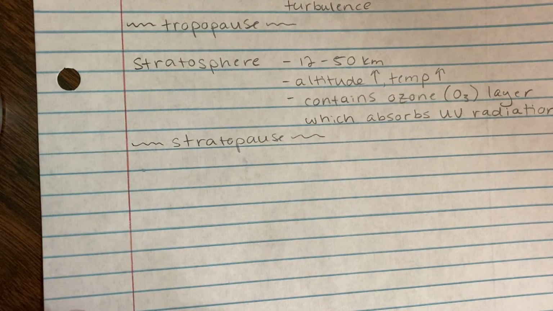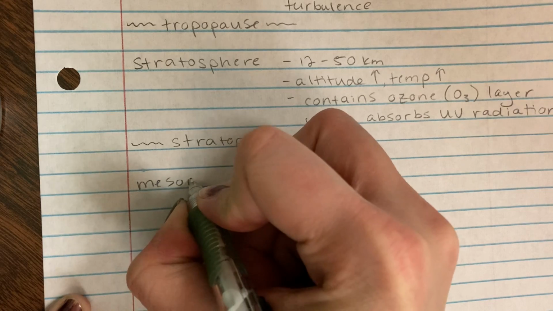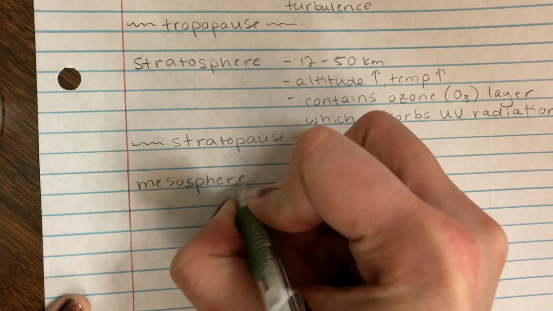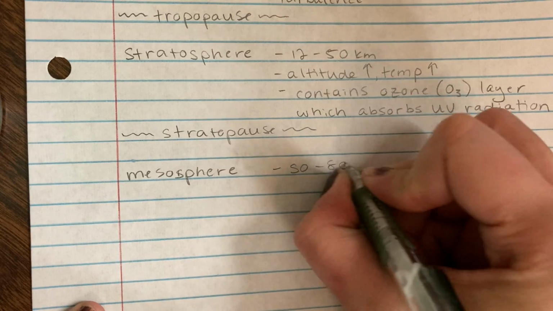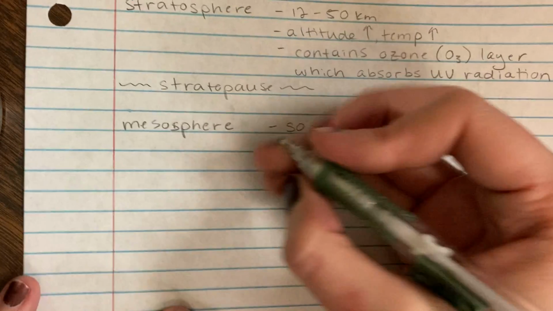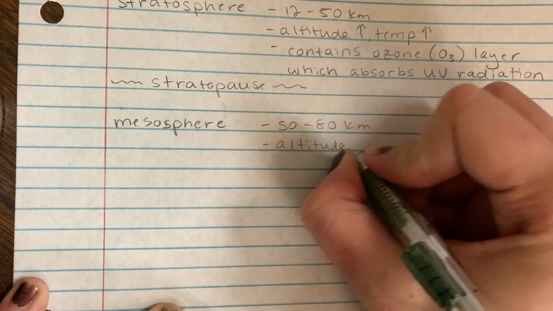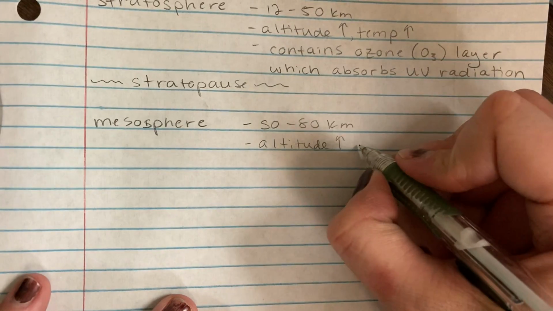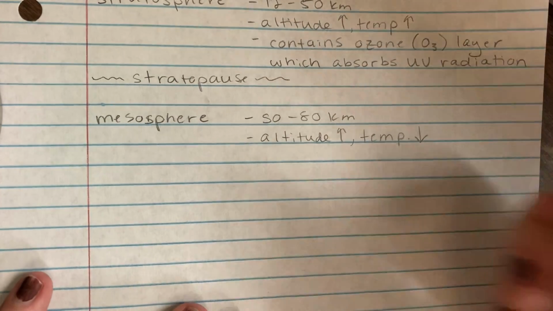And this is the boundary between the stratosphere and the next layer, which is called the mesosphere. So the mesosphere extends from 50 to approximately 80 kilometers. As altitude increases, so as you go up through the mesosphere, temperature starts decreasing again.